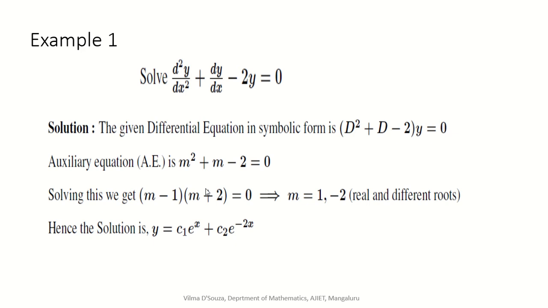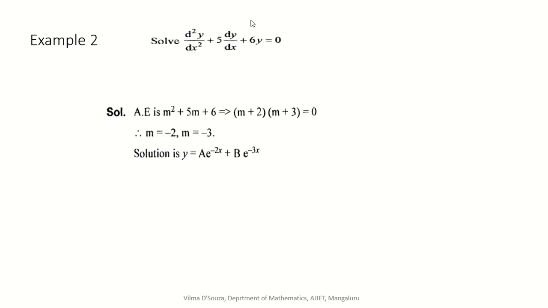Fine. Take one more problem. Solve d²y/dx² + 5 dy/dx + 6y = 0. First you write down the auxiliary equation. You can first write down the symbolic form. What is the symbolic form? Capital (D² + 5D + 6)y = 0.